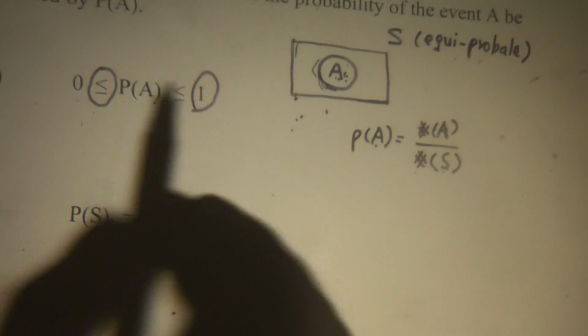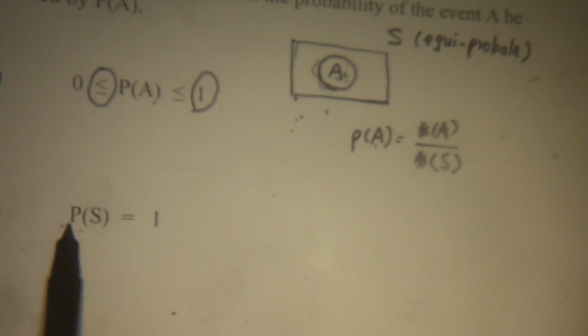On the other hand, if I take outcomes one by one from A, and make A shrink, how small can A be? If I take out everything in A, what is the number of outcomes in A? Well, 0. So 0 divided by the number of outcomes in S is 0. So the probability is at least 0. Okay? This is rule number 1.